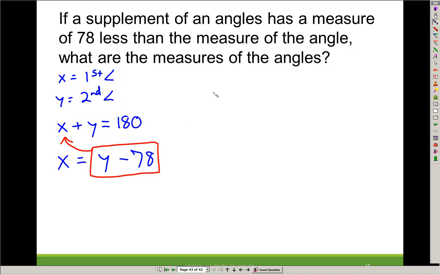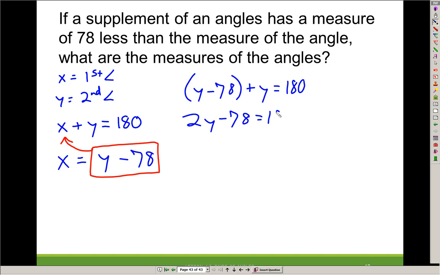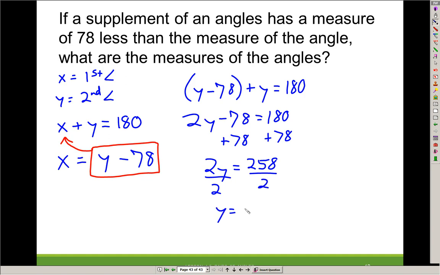X plus Y equals 180. Well, X is Y minus 78, plus Y equals 180. Let's solve. Y plus Y is 2Y. Put those like terms together. Add 78. And divide by 2. Y is 129 degrees. Well, there's one of the angles.